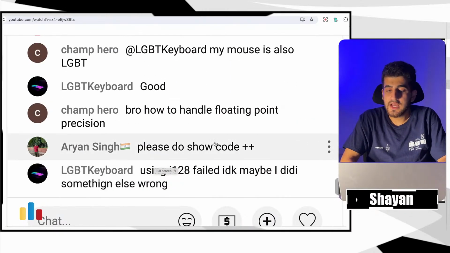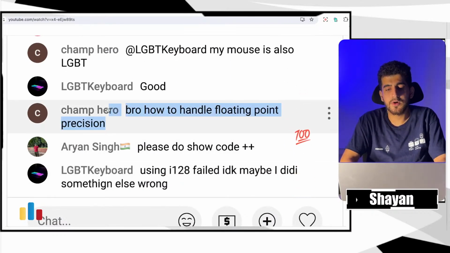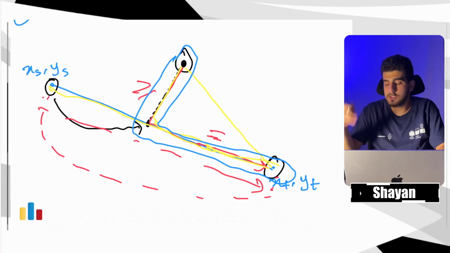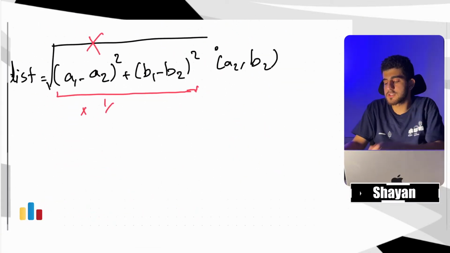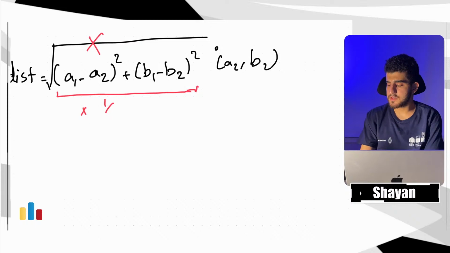How to handle floating points precision? As I said, in this specific problem, the best way to handle it is to not use floats and doubles. I'm saying that get rid of this square root. Just consider this squared.